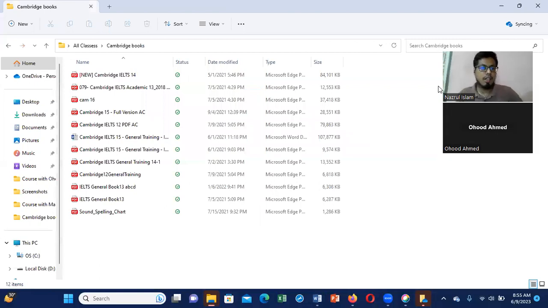Okay, so let me take Cambridge book 13, or 14, whatever book we take. Just see, we have taken a book. There are 4 tests here. Let me show you. So let's go to the writing portion initially. Here you can see writing task 2.